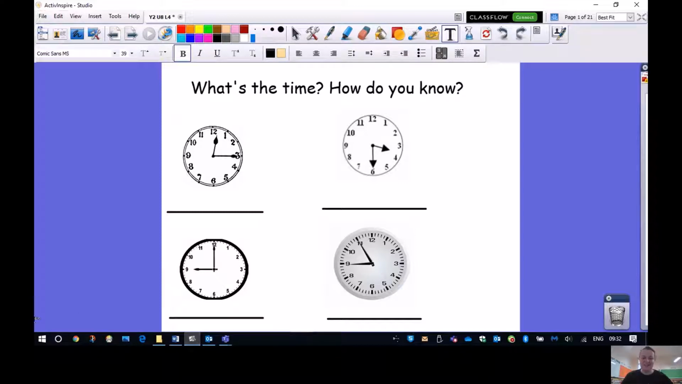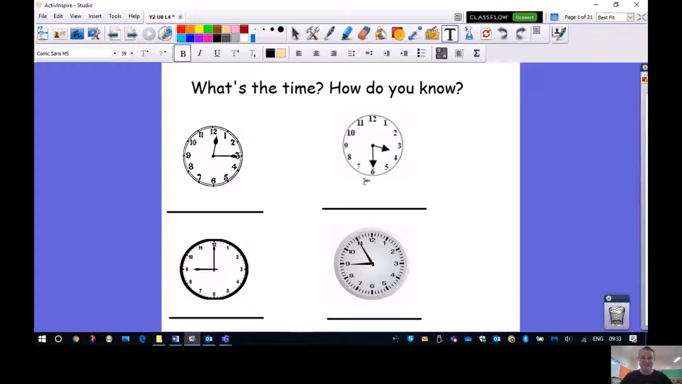Great, let's have a look at the first clock. So, what is the time and how do I know? The time is 12:15, and I know that because my minute hand, my long hand, is on the 3, 5, 10, 15, and it's just gone past 12. So the time is 12:15.